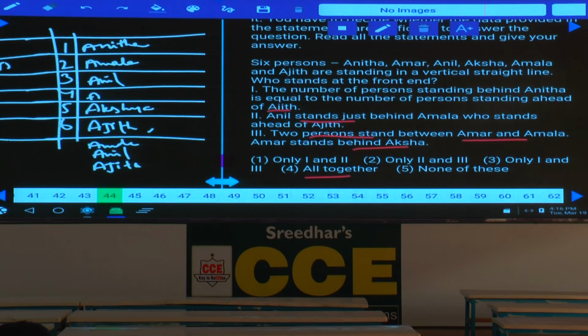Then I am checking with this, Anita is here. If Anita is here, then where is Ajit? Ajit must be here. If Ajit is here, then Amala is just before whom? Amala is just before Anil. Hence Amala must be at this place, just before Anil. And in between Anil and Amala, how many persons are there? Now Amar and Amala, two persons. Amala is here, and this person must be Aksha, isn't it? If this person is Aksha, then who is the other person left over?